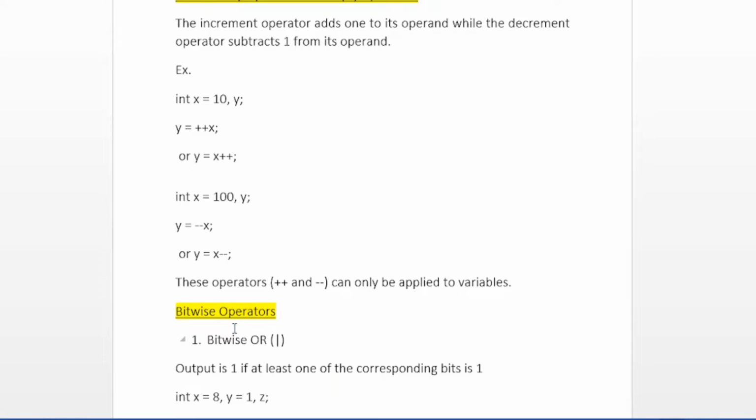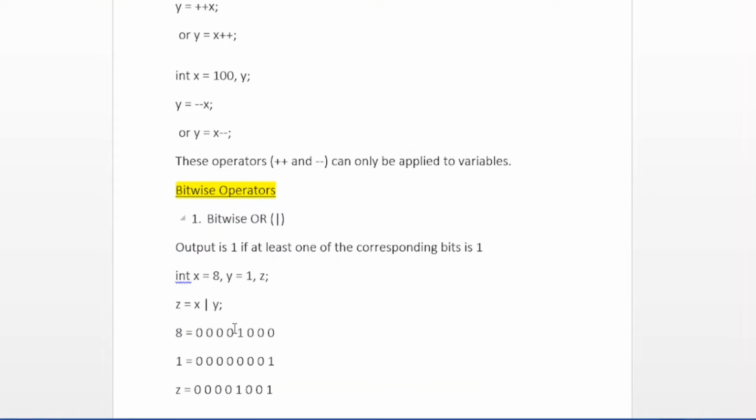Now moving forward, we have bitwise operators. Bitwise operators are applied to individual bits of a particular byte of data. Like here, the first one is the bitwise OR operator. The bitwise OR operator will take two inputs, like here x and y, and the output is 1 if at least one of the corresponding bits is 1.